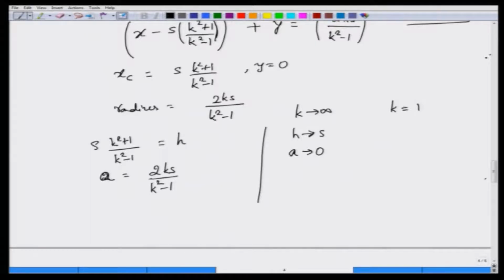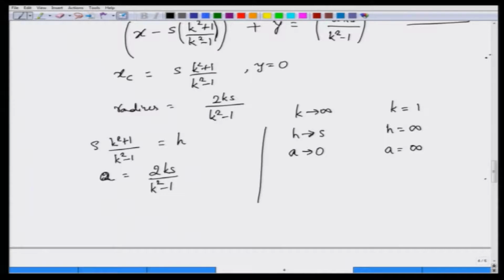When k is equal to 1, we immediately find that h will be equal to infinity. So, a is the radius of this circle, and we will look at the two cases. k tends to infinity: h tends to s, a tends to 0. The circle radius becomes smaller and smaller and goes to 0, while the center of the circle moves from h to s. Okay. When k is equal to 1, this is an interesting case. h goes to infinity because k² - 1 is going towards 0. So, at k equal to 1, the denominator is 0, so h becomes infinity and a also becomes infinity.